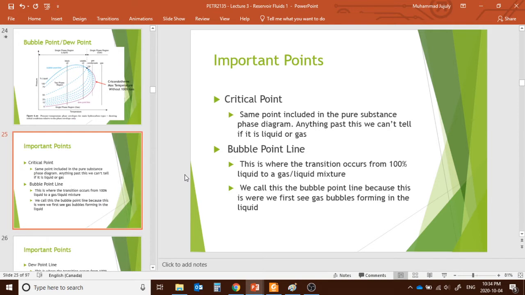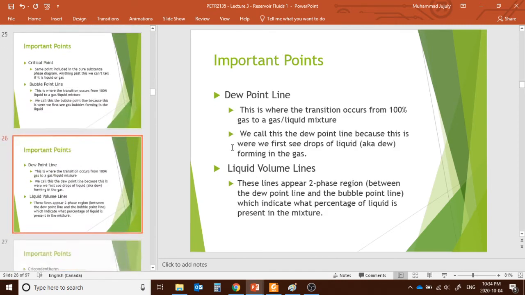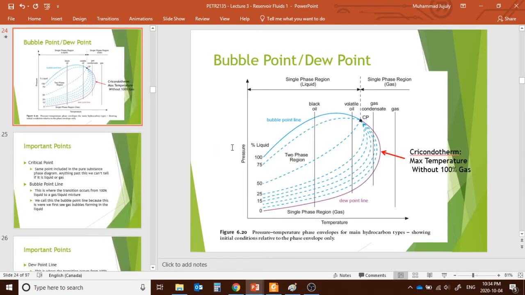So the critical point we have explained, and the bubble point. Bubble point is where the transition occurs from 100% liquid to the gas liquid mixture. Okay, so bubble point means the first bubble forms in the liquid. Okay, so here is the bubble point. Beyond the bubble point, it is totally liquid, and right after that, the first bubble creates a different phase. Okay, dew point, the same as the bubble point, but in an opposite way.